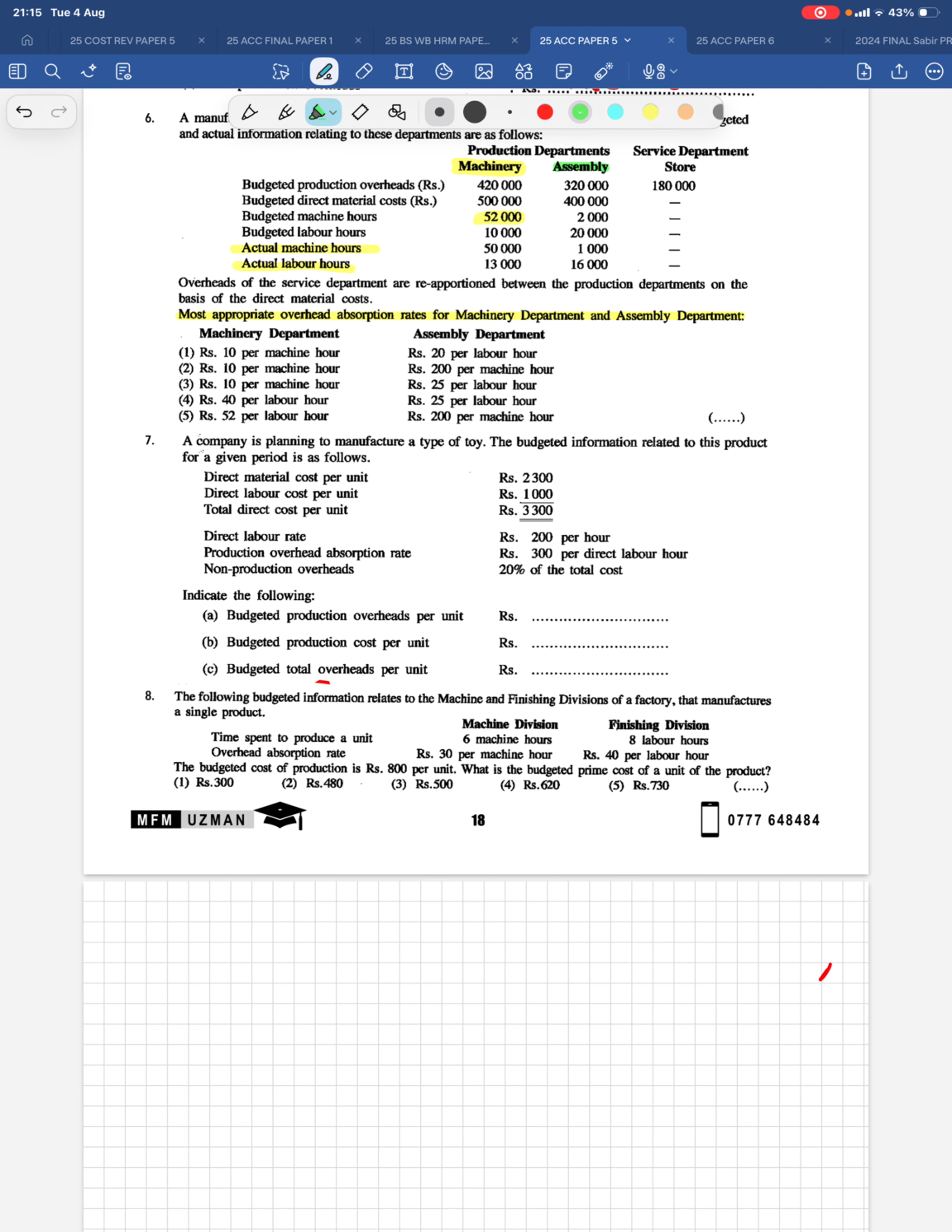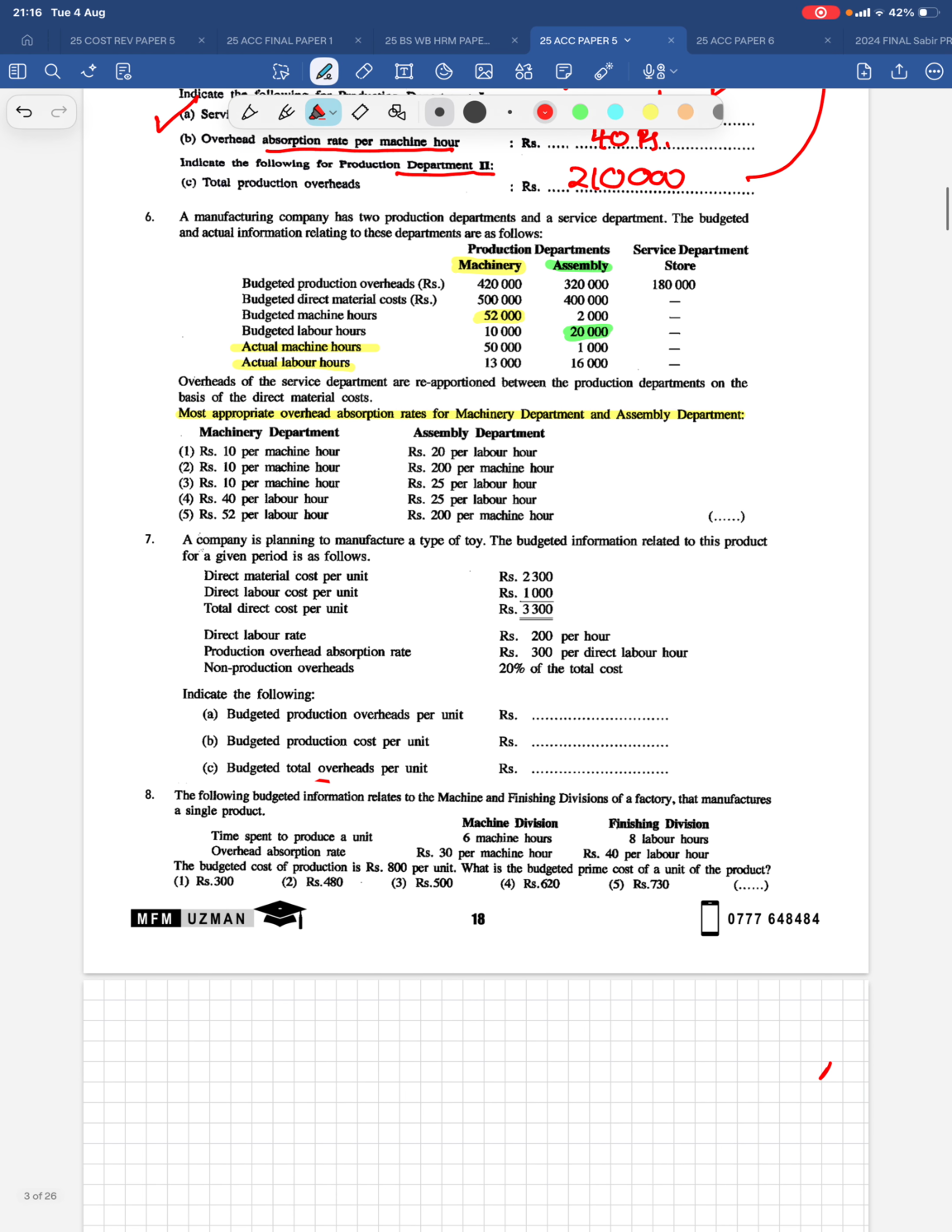When you consider the assembly department, they have given machine hours of just 2,000 and labor hours of 20,000. So it is more labor hour intensive, therefore labor hours. Okay, that's how you're going to calculate. Here, the budgeted production overhead is 420, and the budgeted machine hours is 52,000. The service department overhead is also given, which is 180. However, since the service department overhead is given, it means the secondary distribution or reapportionment has not been done.